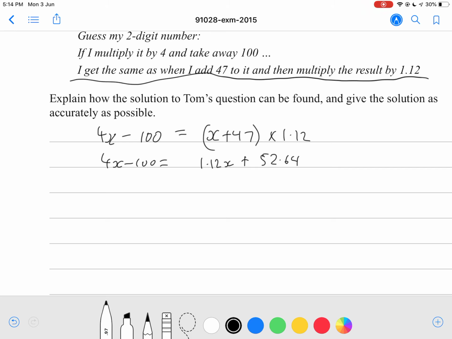So now we're going to say 4x minus 152.64 equals 1.12x. Hence, negative 152.64 equals 1.12 minus 4, which is negative 2.88x. And then we're going to say 152.64 divided by 2.88, and that gives us 63. Not 63, 53. So x equals 53.